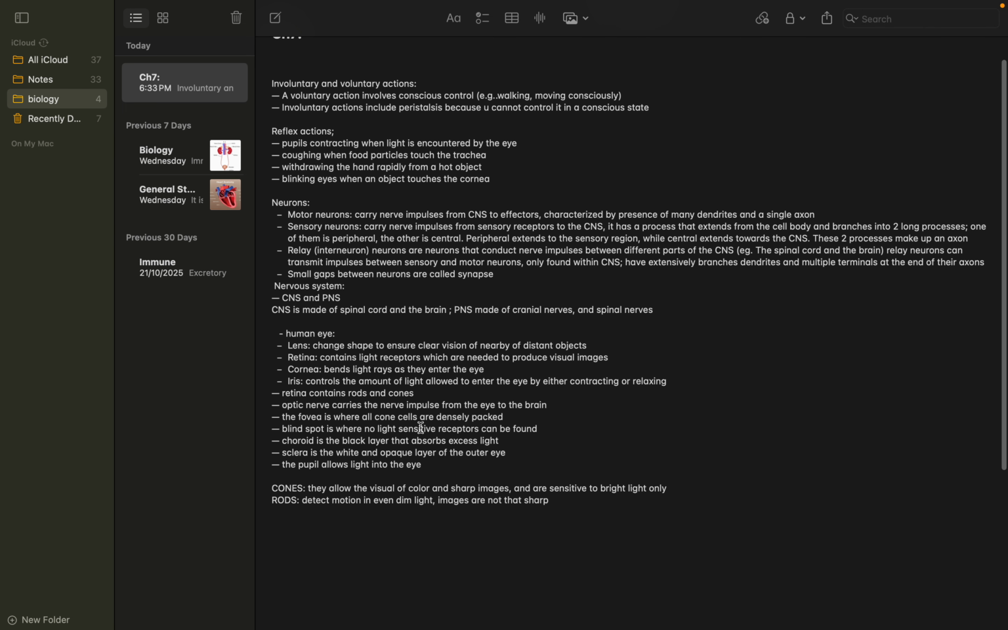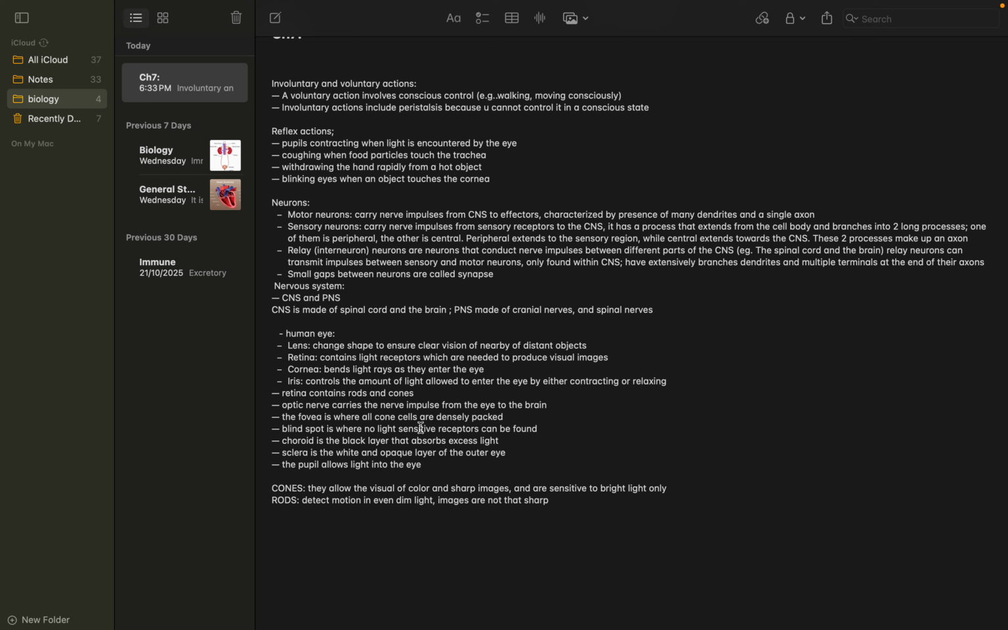Now, we have the human eye. It has the lens, the retina, the cornea, the iris, and more. So, starting with these four, the lens changes shape to ensure clear vision of nearby and distant objects. The retina contains light receptors which are needed to produce visual images. The cornea bends light rays as they enter the eye, and the iris controls the amount of light allowed to enter the eye by either contracting or relaxing.